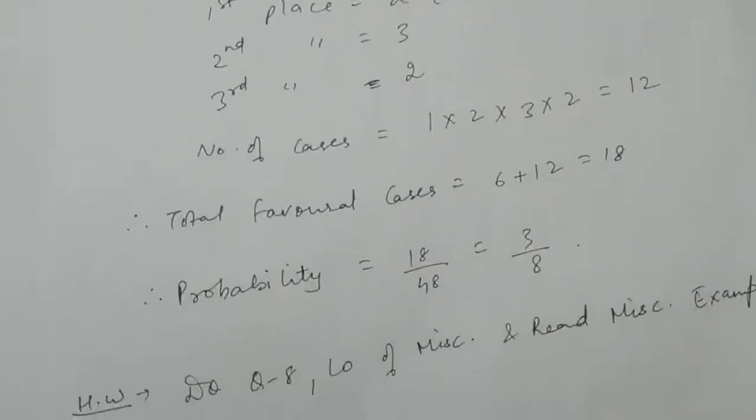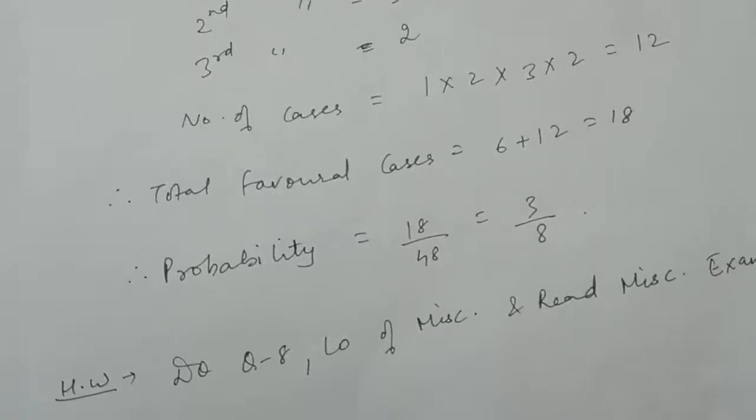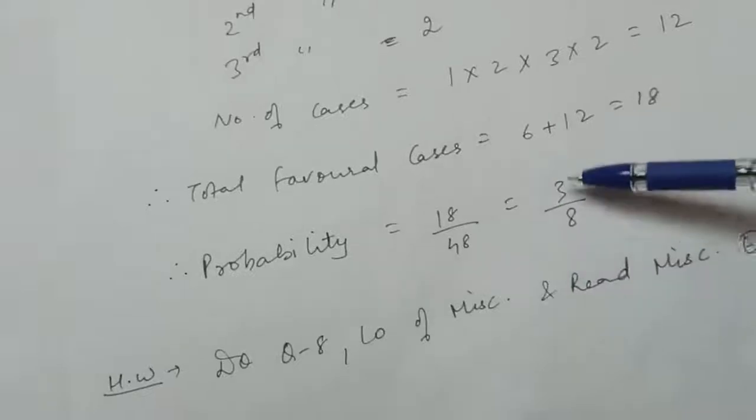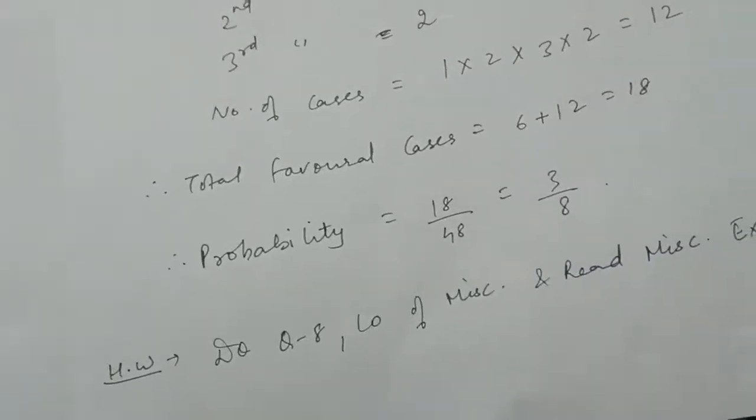So probability will be 18, that is favorable cases, upon 48, the total cases. So the answer will be 3/8, right?